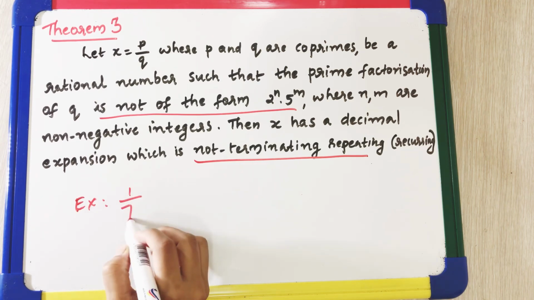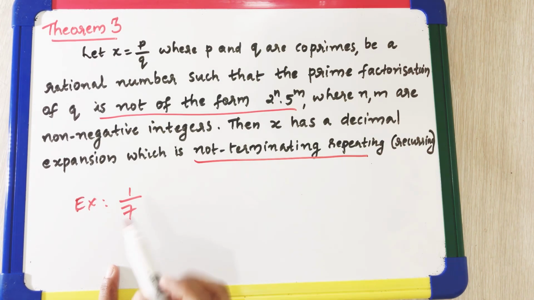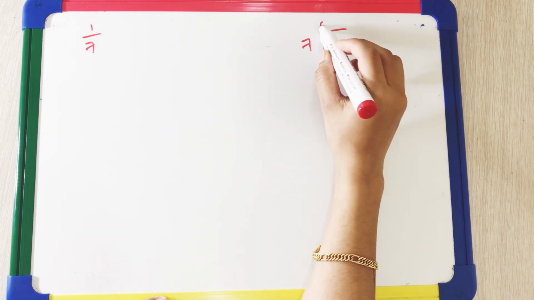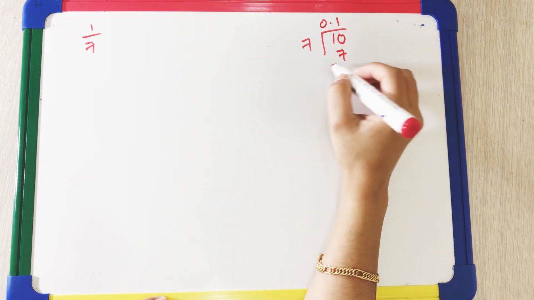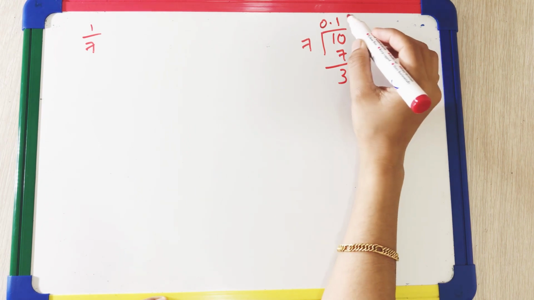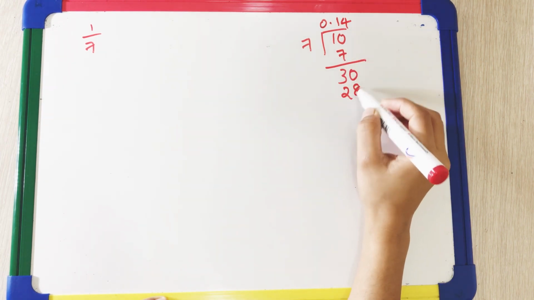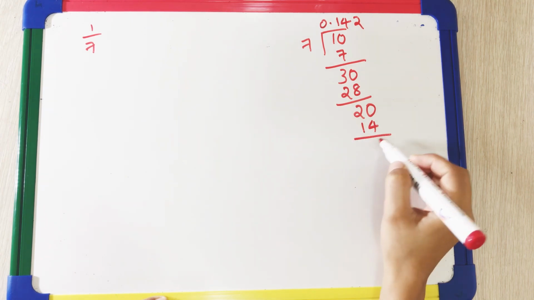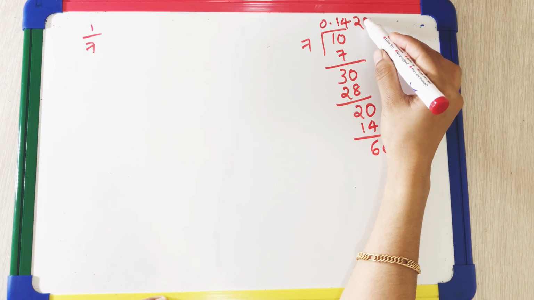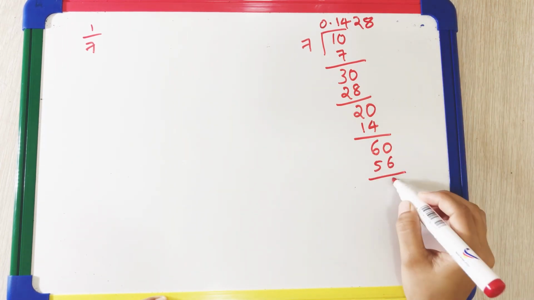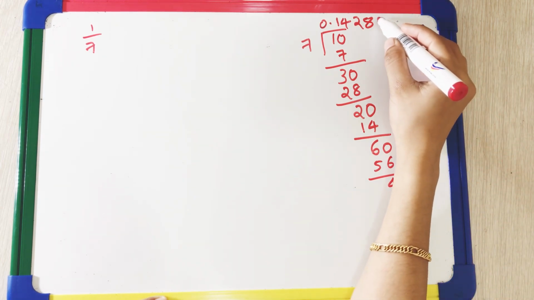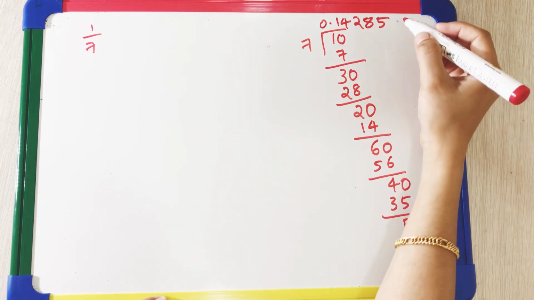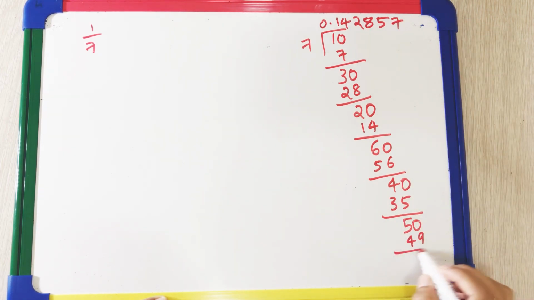Example, 1 by 7. See, the denominator is not of the form 2 raised to n into 5 raised to m. You can see the decimal expansion of 1 by 7. 1 by 7 is 1 divided by 7. Here 0.10. Here 1, 7, 3, 30, 4, 28, 20, 2, 14, 60, 8, 56, 40, 5, 35, 5, 7, 49.